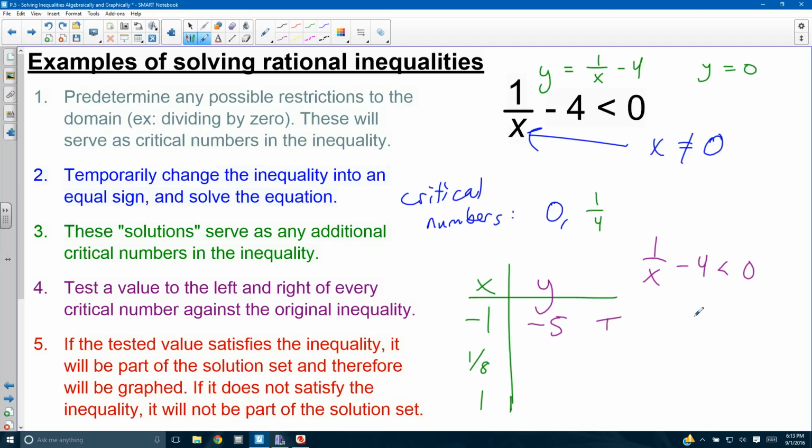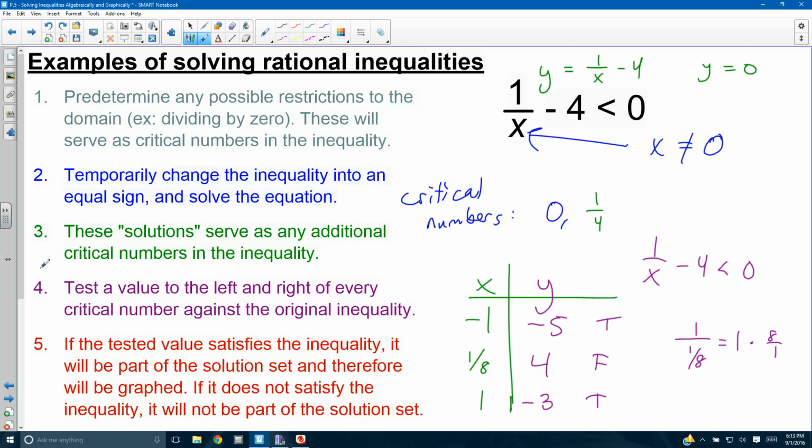1/8. Okay, 1 over 1/8 is 1 times 8 over 1. When dividing by a fraction, you multiply by its reciprocal. So 1 over 1/8 is 8. 8 minus 4 is 4. 4 is not less than 0. This one is false. So anywhere between 0 and 1/4, also including 0 and 1/4, by the way, will be false. 1 over 1 is 1. 1 minus 4 is -3. -3 is less than 0.